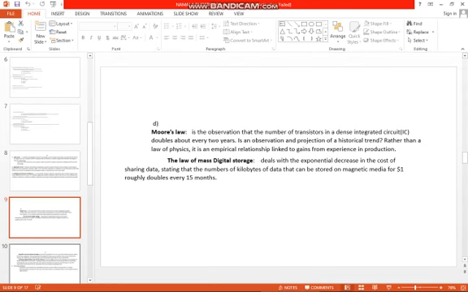And we have the law of mass digital storage. It deals with the exponential decrease in the cost of storing data, stating that the number of kilobytes of data that can be stored on magnetic media increases. It helps in decreasing the cost of sharing data.